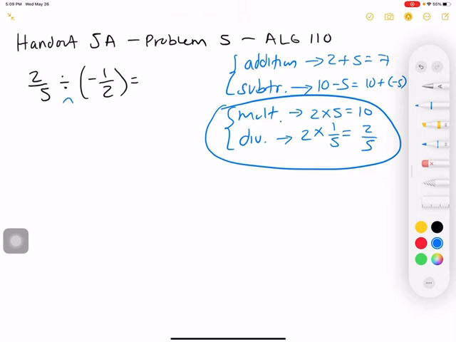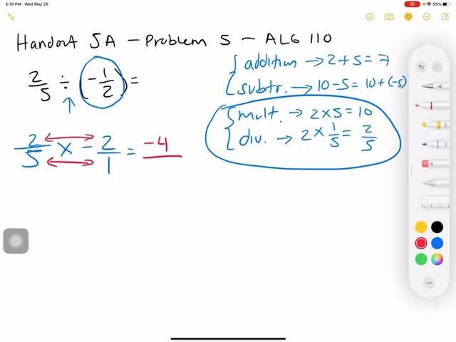Since I have a division sign, I'm going to take 2/5 and multiply times the reciprocal of whatever I am dividing. The reciprocal of -1/2 is -2/1, or -2. Then we carry out the multiplication normally. Multiplying fractions, multiply tops: 2 times -2 is -4, and multiply bottoms: 5 times 1 is 5. And this looks like my correct answer for this division.